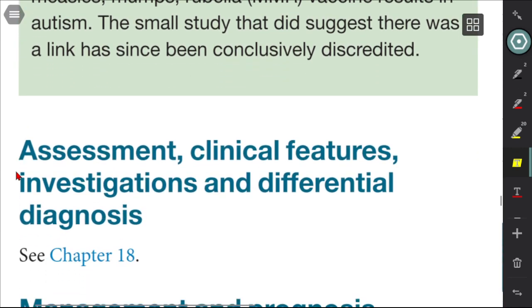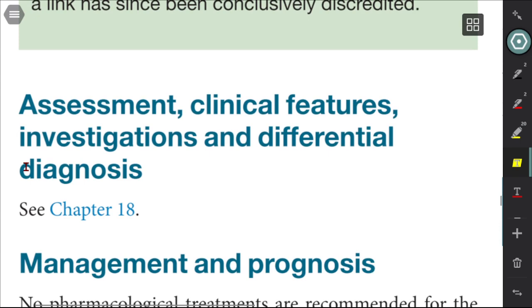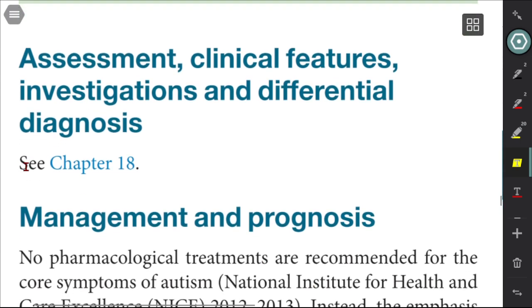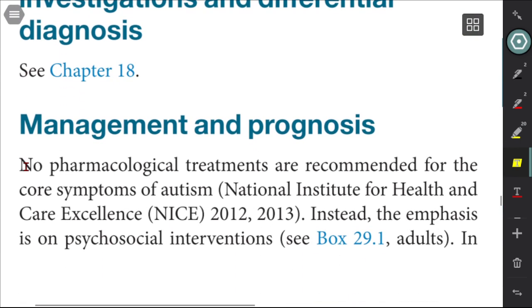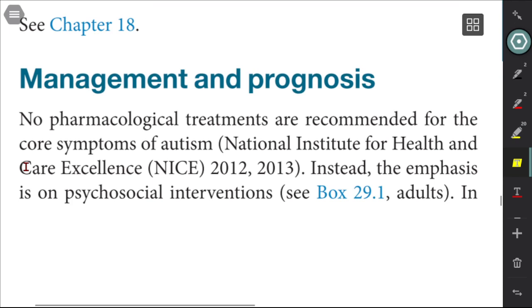About the assessment, clinical features, investigations, and differential diagnosis, we've talked about that in chapter 18. So let's talk about management and prognosis. Actually, no pharmacological treatments are recommended for core symptoms of autism. This is by NICE guidelines. Instead, the emphasis is on psychosocial interventions.